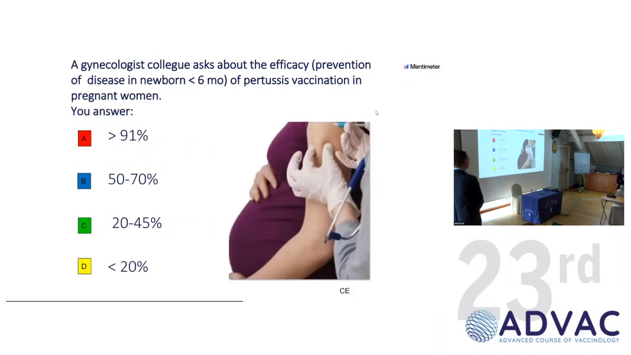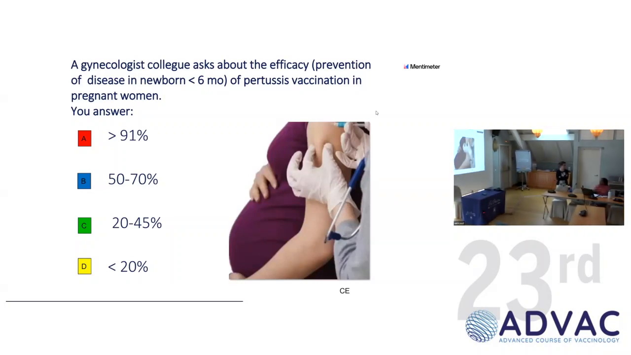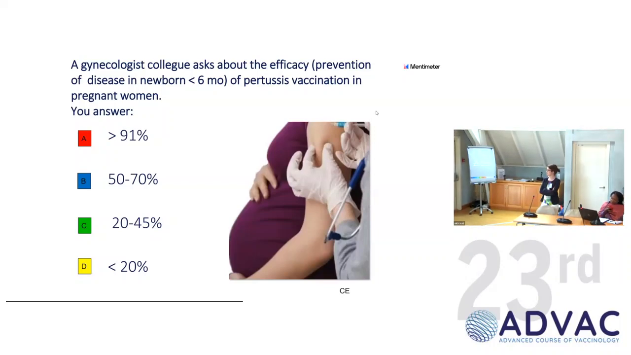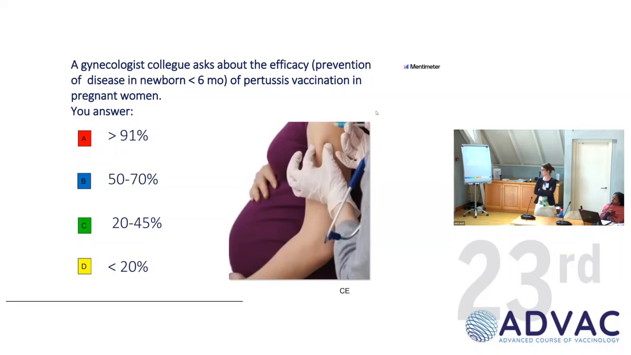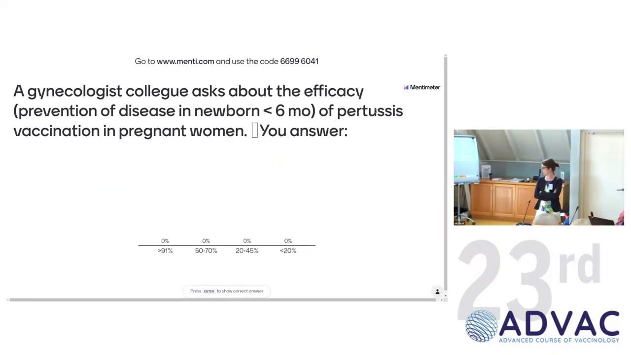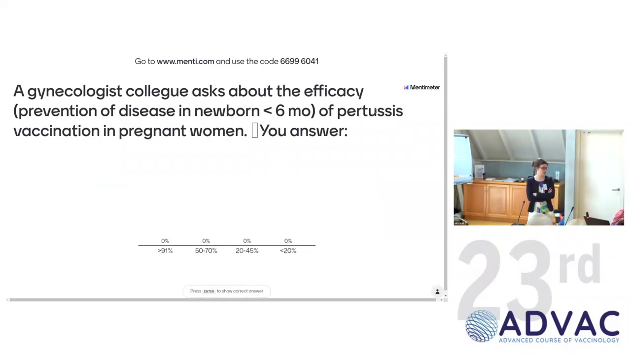Now we are back to something you referred to this morning. So you have again a question that asks about the efficacy of pertussis vaccination in mothers during pregnancy to prevent disease in the newborn. And so the question is, is it more than 91% efficacy, 50 to 70, 20 to 45, or less than 20? You can ask us. There's some saying 50 to 70%. More than 91%.